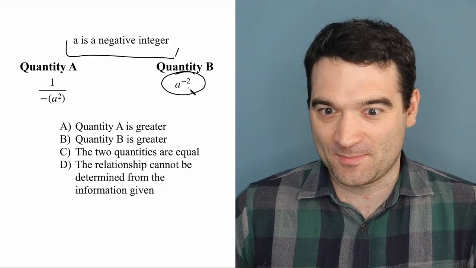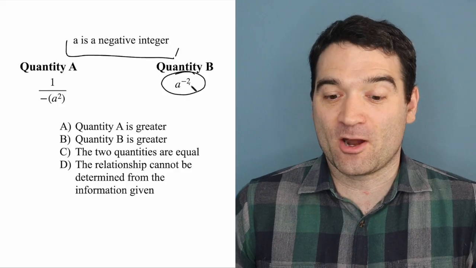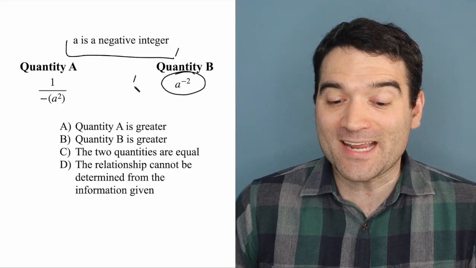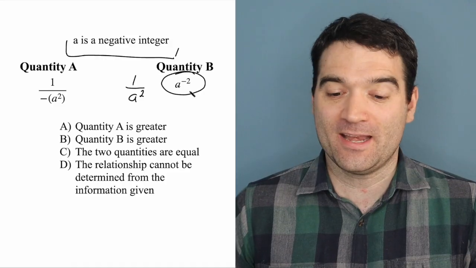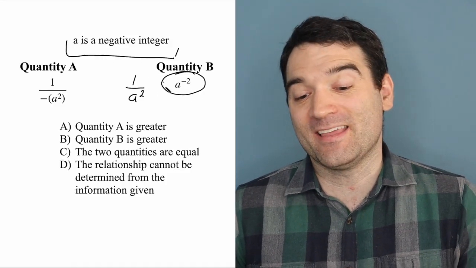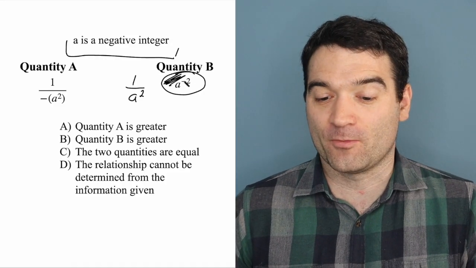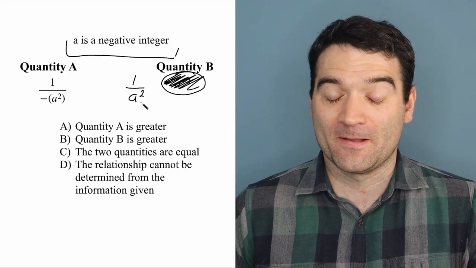Here's the rule with negative exponents. When you have something like a to the power of negative 2, you can rewrite it as 1 over a to the power of 2, right? That's the deal with negative exponents. They need to go in the denominator. So I'm just going to rewrite this as 1 over a squared.